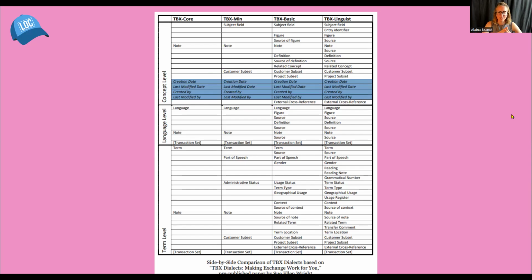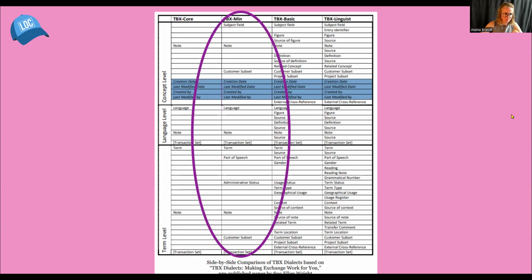A big picture comparison of the different dialects shows that the dialects become more detailed. That is, they collect more information as one moves from the TBX core dialect, pictured on the left, to the TBX linguist dialect, pictured on the right. Starting with the TBX core dialect, note that only the most basic information is collected. The terms in whatever languages are represented in the term base are about the only data points collected. You can think of the TBX core dialect as represented by a simple bilingual table.